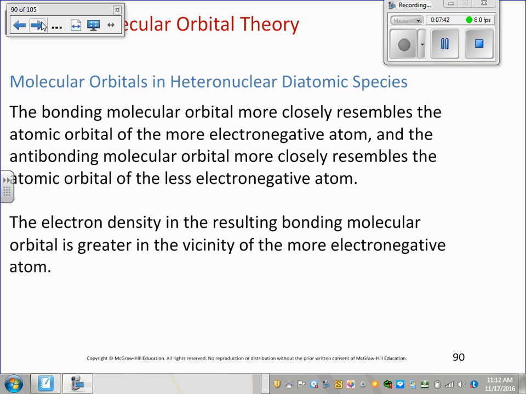So the bonding orbital more closely resembles the atomic orbital of the more electronegative atom, and the anti-bonding resembles the less electronegative atom. What that results in is that the electron density is greater in the vicinity of the more electronegative atom, which makes sense. The more electronegative atom wants the electrons more.